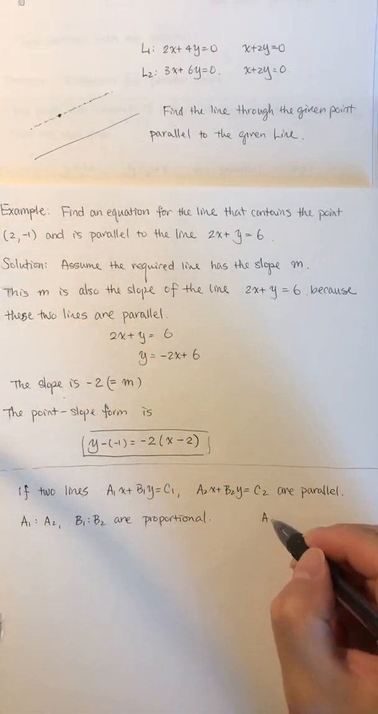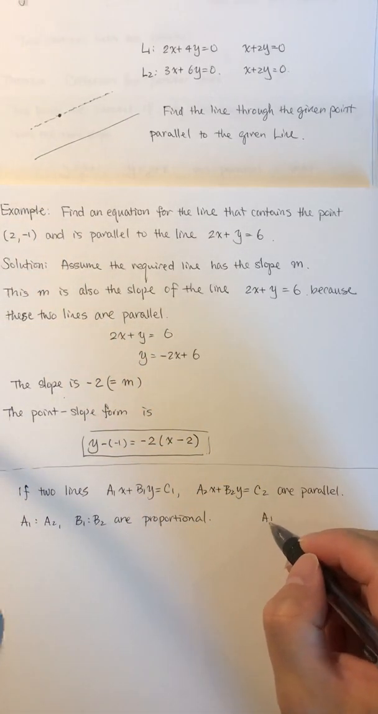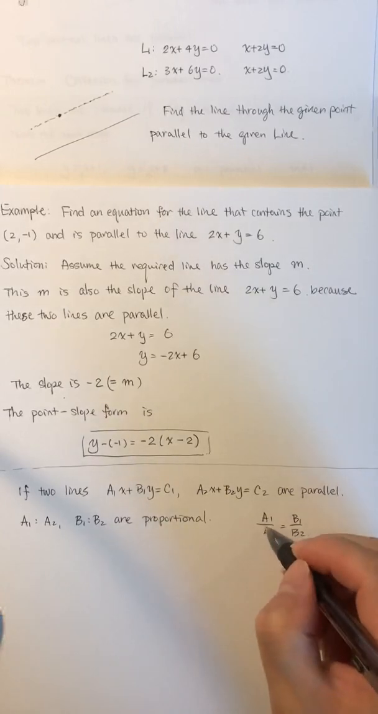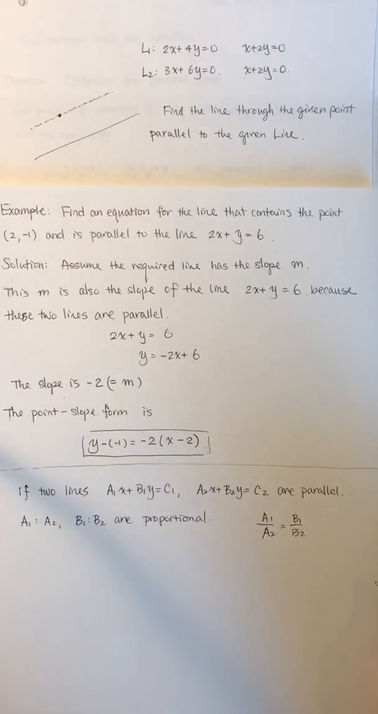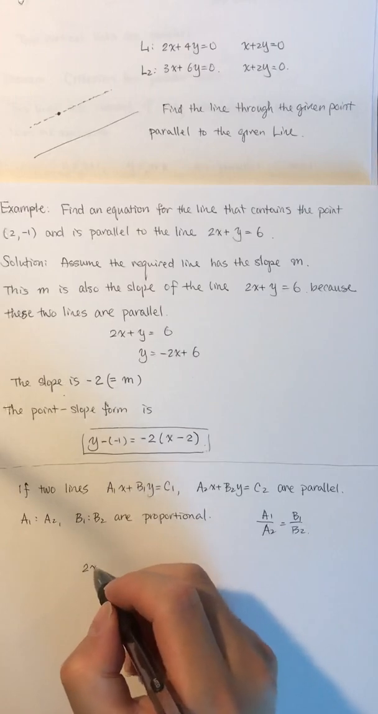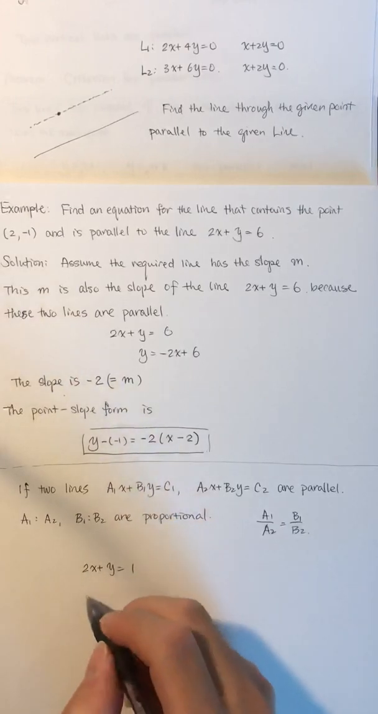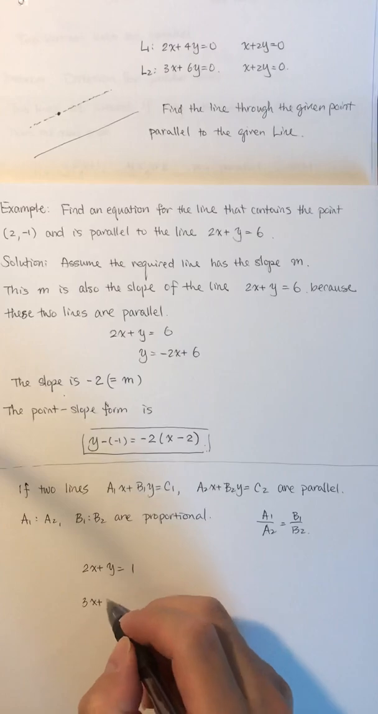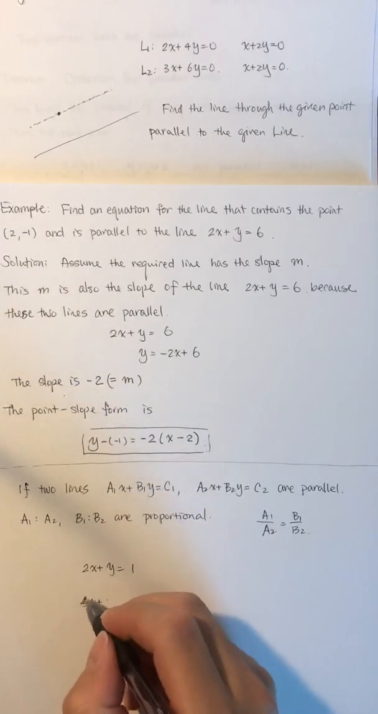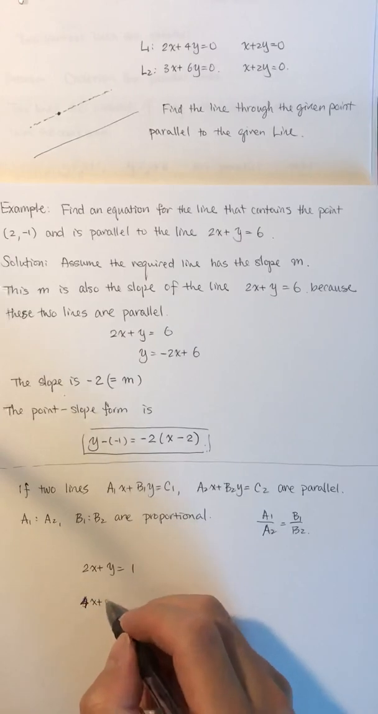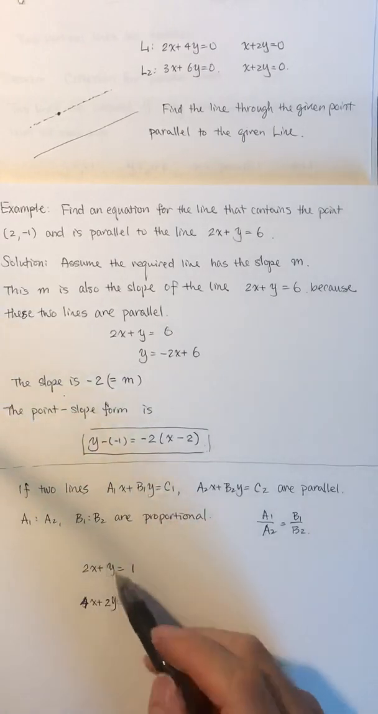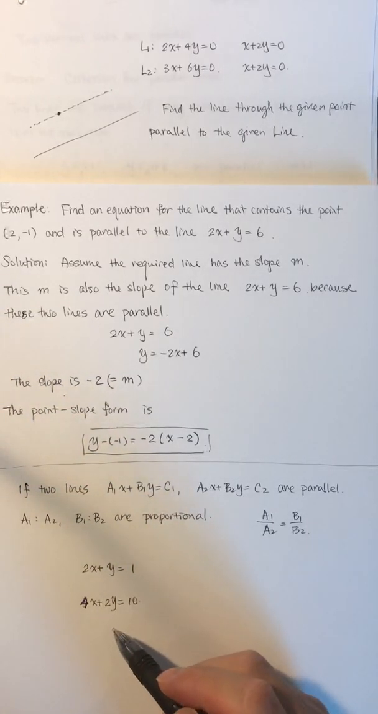So basically, I'm trying to say this ratio is equal. But if I write a ratio, I also have a problem: I have to guarantee both of them are not 0. But anyway, let me show you. If I have 2x plus y is equal to 1 and 4x plus 2y is equal to 10, then I can claim those two lines are proportional.